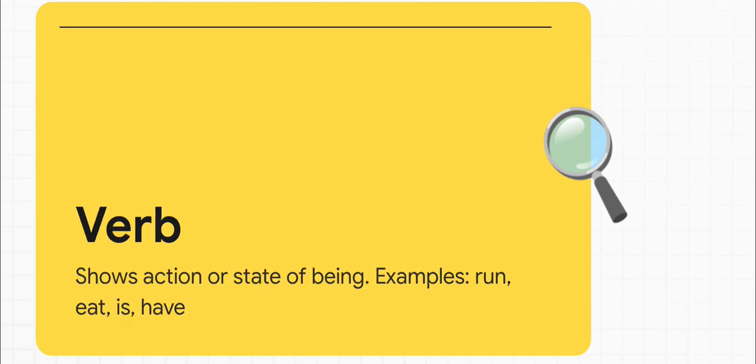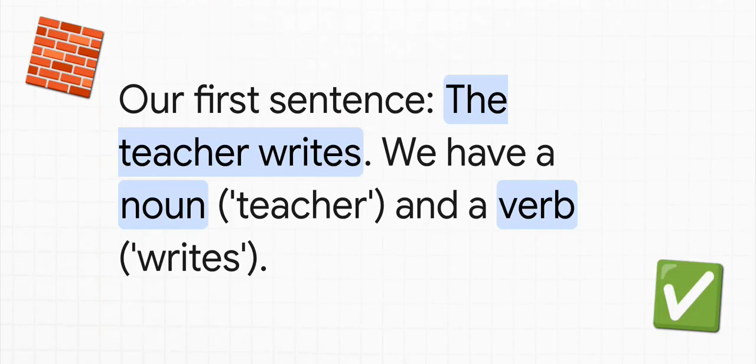But see, a noun all by itself is, well, it's just a word hanging out. It needs to do something or be something. And that's where the verb comes roaring in. The verb is the engine of the sentence. It provides all the action. All right, so what's our teacher doing? Let's say the teacher writes. And just like that, boom, we have a complete sentence. I know it's simple, but it's a solid foundation. We've got our noun, teacher, and we've got our verb, writes. We have officially laid the cornerstone.